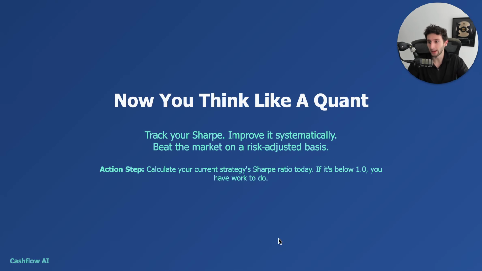And really, that's it. Now you have the ability to think like a quant when it comes to building your strategy and your portfolio of algorithms or manual trading, whatever that may be.